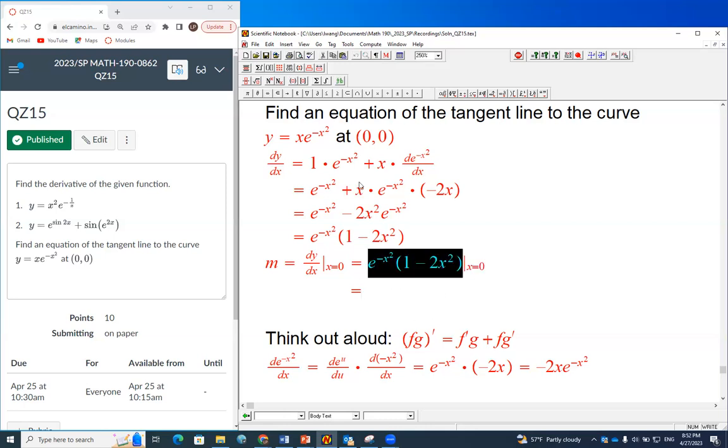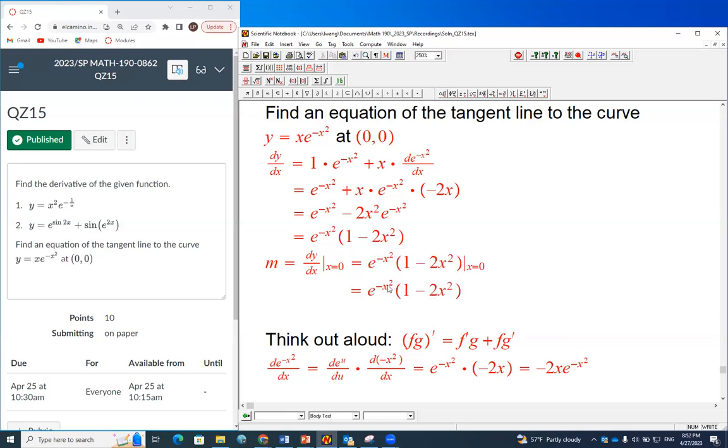So what does that mean? This piece is going to replace all the x's by 0. So this is by 0, and that's by 0, right? And what do we get in the end? e to the power 0 is 1. So this piece is 0. So in the end, we get equals to 1. That's the slope. So slope equals 1.